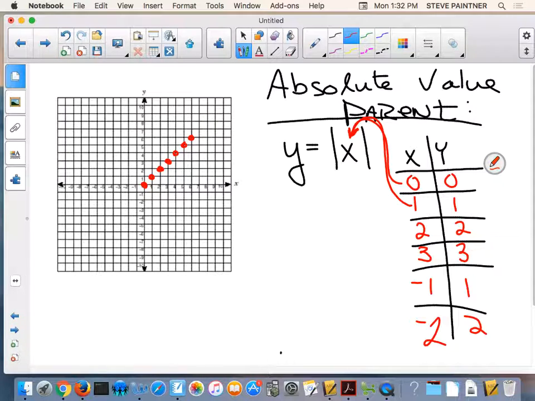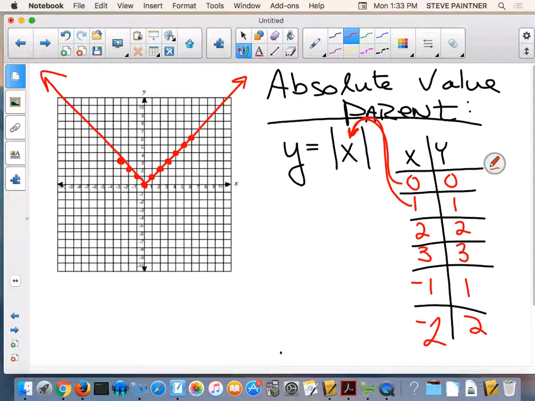Hey, doesn't it look just like a line? It is a line until you hit 0, 0 and you shoot over on the negative side. Then, when you shoot to the negative side, -1 gets you what? 1. -2 gets you what? 2. -3. 3. Okay, so now it's a line going this way.